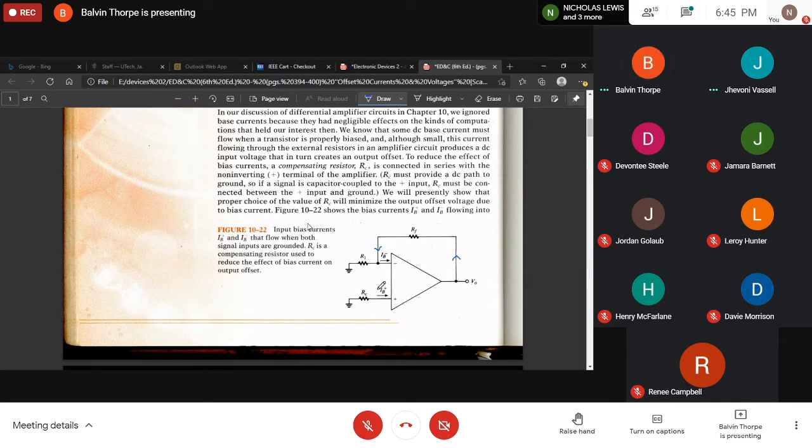Good? But here, what we're doing is we're now putting up a new resistor, called a compensation resistor, on the non-inverting input. Let's see what that resistor does.